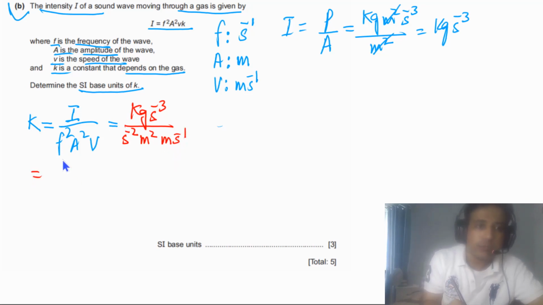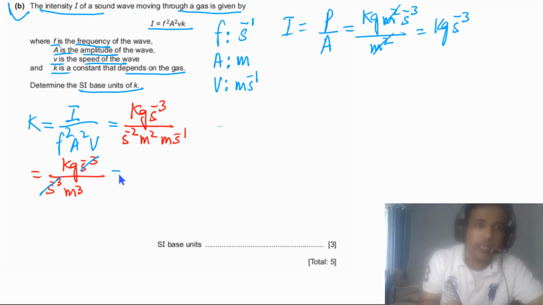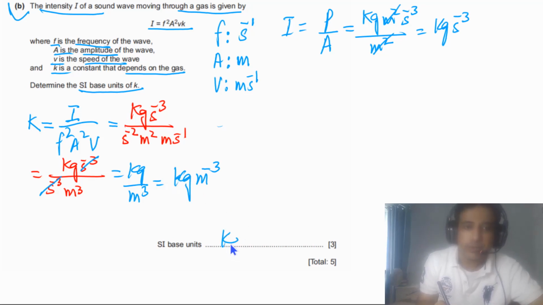Now we can further simplify this. This is kg per cubic second, and here we have s to the power of minus 3, and we have m to the power of 3 here. Now we can cancel s to the power of minus 3 and be left with kg per cubic meter. So this is the SI base unit for K: kg per cubic meter.